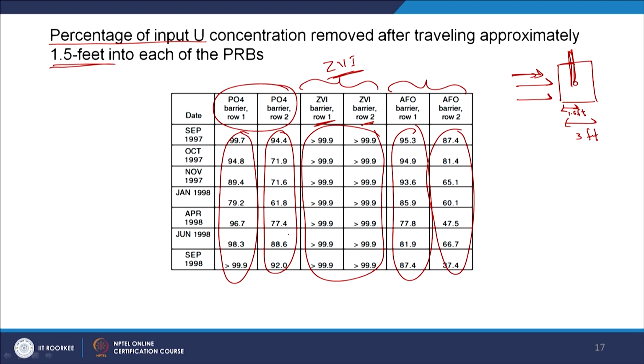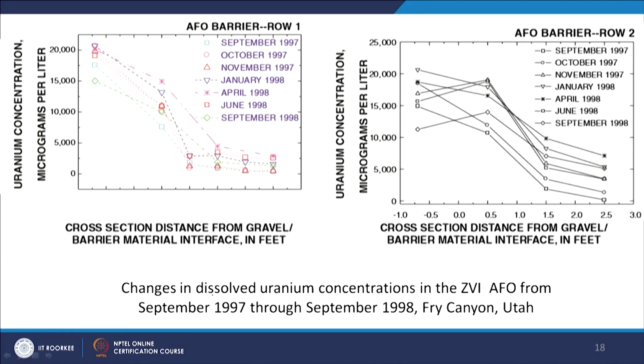And do I see any trends here? I guess I can plot them and look at it, but not great trends here, I guess, right. And obviously with season, you will have differing conditions of influent groundwater and other parameters or variables, and that will affect them, and obviously we are going to look at some of those aspects. So what do we have here? We have changes in dissolved uranium concentrations in the zero valent iron from September 1997 through September 1998. So the cross section distance from gravel barrier material interface in feet again here.